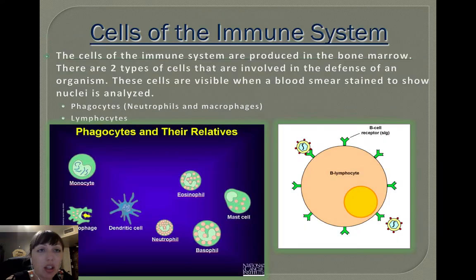Okay, so the cells of the immune system are produced in our bone marrow. There are two types of cells that are involved in the defense of an organism, and they are visible when a blood smear is stained to show the nuclei. So phagocytes and lymphocytes are the two that we're going to be talking about, and phagocytes are really broken down into two, neutrophils and macrophages.